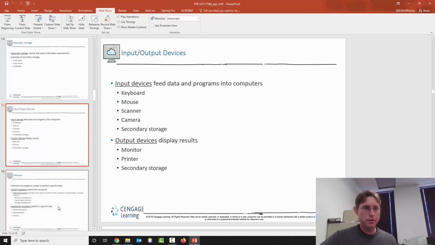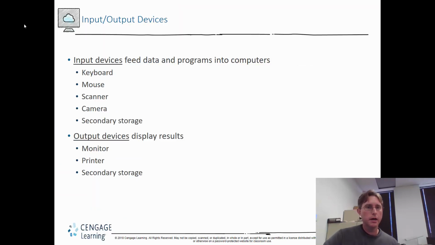All right, how about input and output devices? I'm going to try to speed up a little bit here. Input and output devices, obvious things are things like the keyboard and the mouse. Everybody knows what those look like.